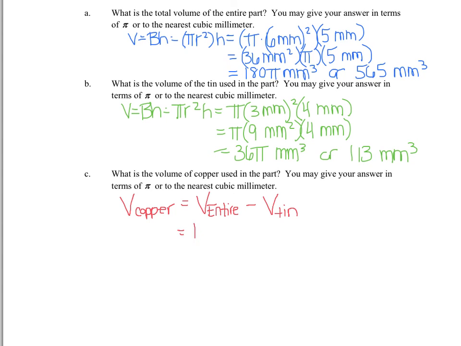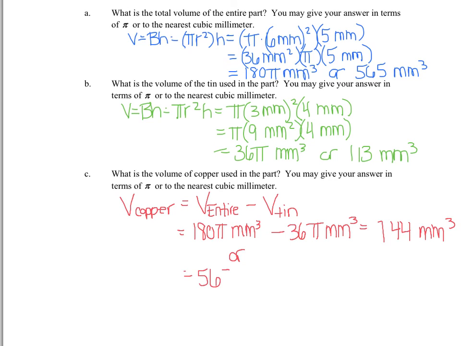Well, the volume of the entire part is 180 pi millimeters cubed, and the volume of the tin is 36 pi millimeters cubed. And if we subtract these two, we're going to get 144 pi millimeters cubed. Or we can do 565 millimeters cubed minus 113 millimeters cubed, and that's going to give us a total volume of 452 millimeters cubed. Either answer works, but this is the volume of the copper.